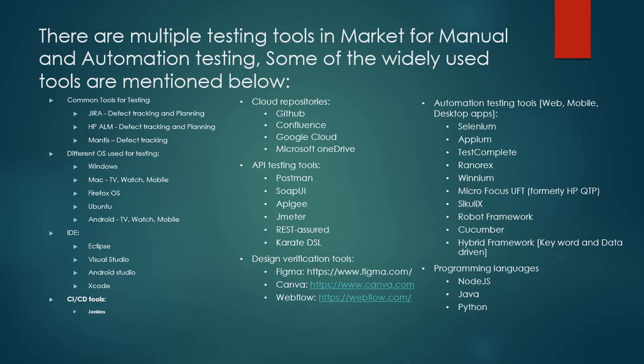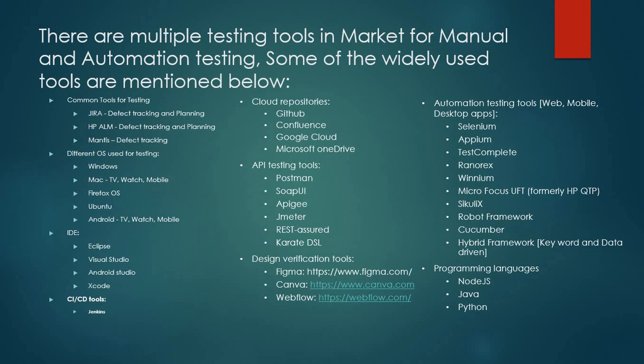Okay, moving to the automation testing tools. There may again be a web application, mobile application, or a desktop app. A few of the tools which are used for automation testing are Selenium, Appium for mobile application, TestComplete, Ranorex, Watir, Microsoft Coded UI, UFT. This was earlier known as QTP, Sequelium, Robot Framework, Cucumber, Hybrid Framework. Hybrid is again a combination of two different types of frameworks. So these are some basic things which we use for automation.